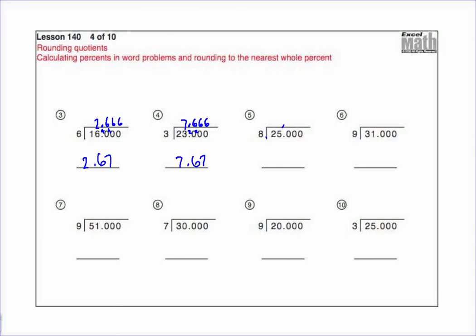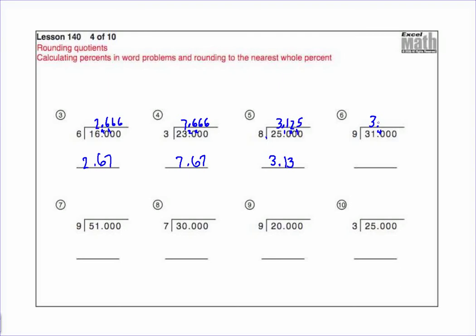8 into 25. 8 times 3 is 24. 8 goes into 10 one time. That's remainder 2. 8 goes into 20 2 times. That's going to be remainder 4. And 8 goes into 40 5 times. So we round this to 3.13. The 5 tells the 2 to bump up. 9 goes into 31 3 times. That's 27. That gives us 4 left over.